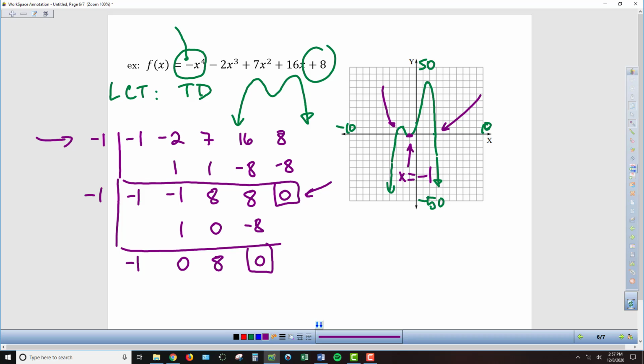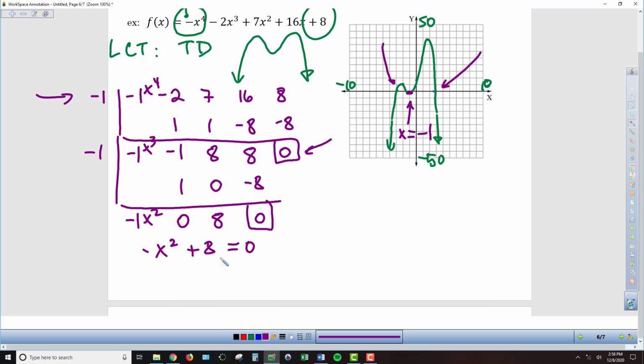And so now we've gone from x to the 4th to x to the 3rd, and we've knocked it down to x squared. So we have -1 times x squared, or just -x squared, plus 0x, and then plus 8 equals 0. And now this is the equation that we need to solve to find the exact value of those two remaining zeros. So I'm going to add x squared to both sides, since I want that x squared piece to be positive. So we get 8 equals x squared.